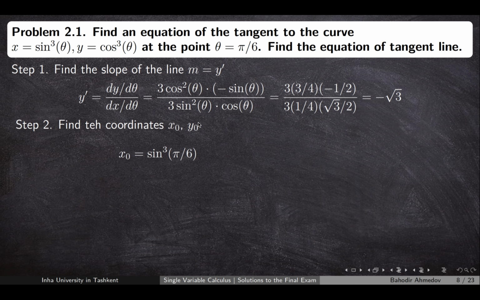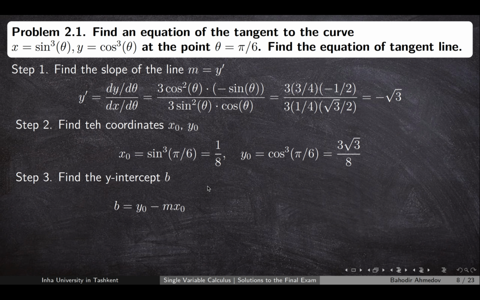So basically x0 and y0 at this point, theta is equal to pi over 6, passes through the point and the curve, the tangent line at the same time. So x0 is equal to sine cubed of pi over 6, which is equal to 1 over 8, right? Because sine of pi over 6 is 1 over 2. And y0 is cosine cubed of pi over 6, which is equal to 3 square root of 3 over 8, because cosine of pi over 6 is square root of 3 over 2.